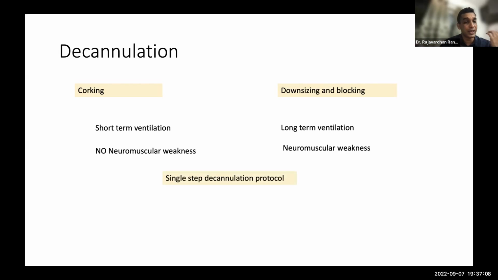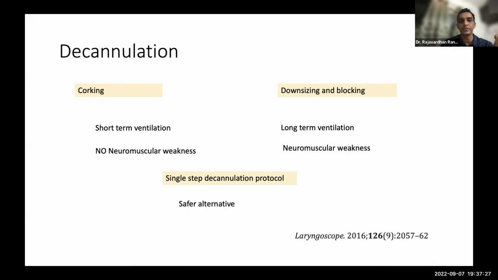Then one more technique which is becoming more and more popular these days is the single-stage decannulation protocol, where we just deflate the cuff, assess, do all the swallowing protocol, and then decannulate in a single step. Okay, they found that it is a safer alternative, and this is a step which is widely used in our institute also.